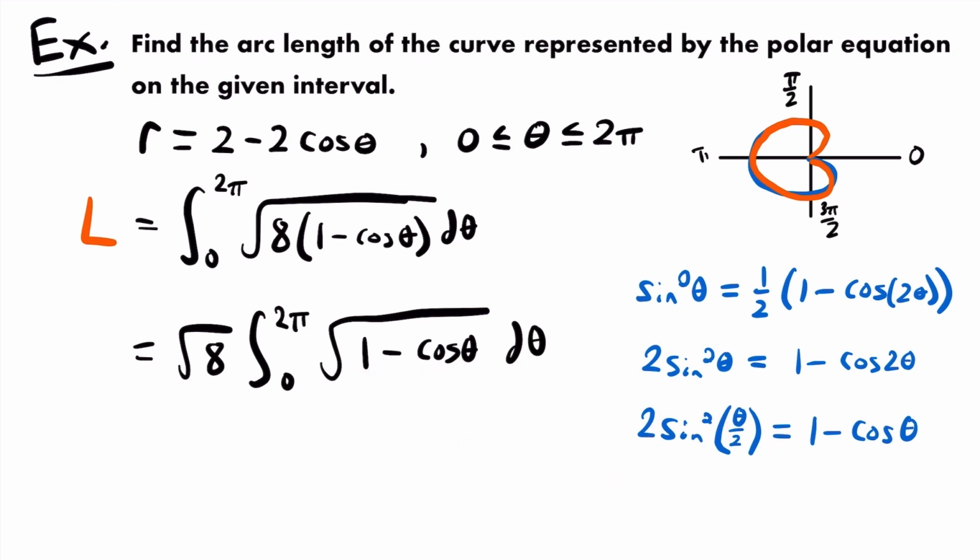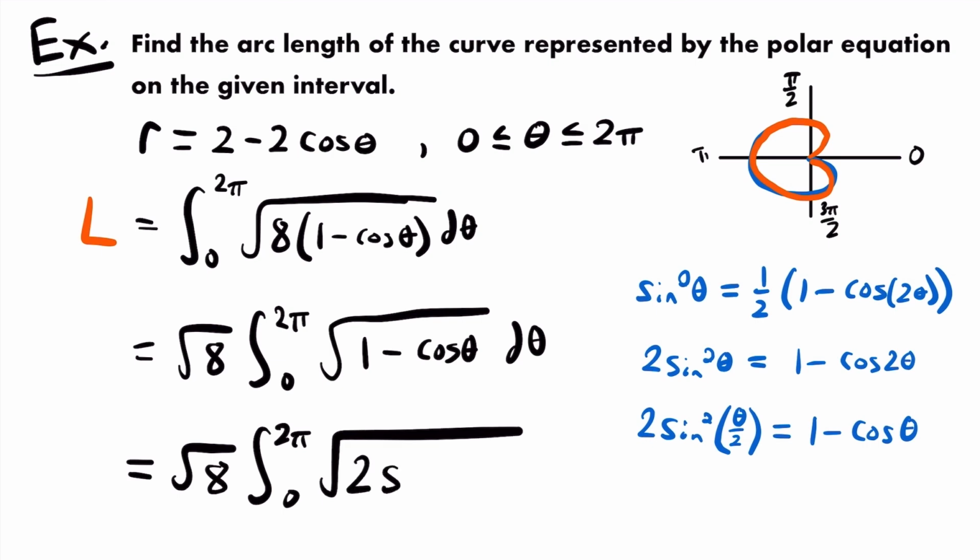And the reason why that's helpful is because now we'll have the square root of a function being squared. We can take the square root of that and eliminate that square root from the integral. All right, so here's what we'll have. This is equal to the square root of 8 times the integral from 0 to 2 pi of the square root of 2 times sine squared of theta divided by 2 d theta.